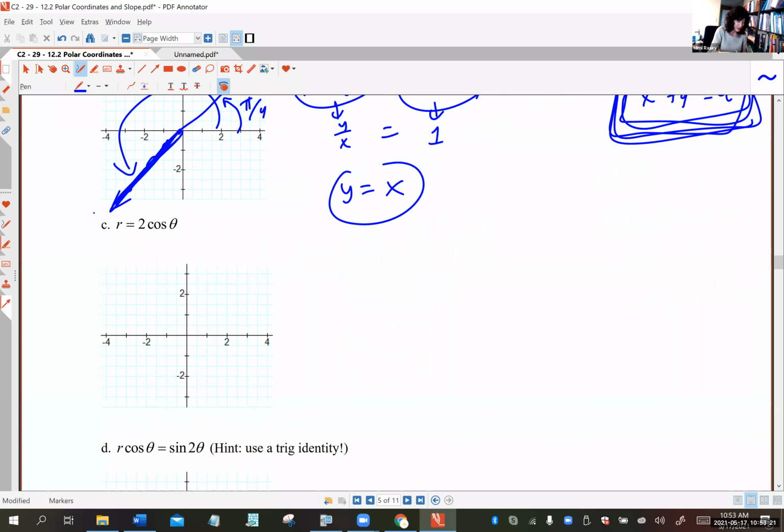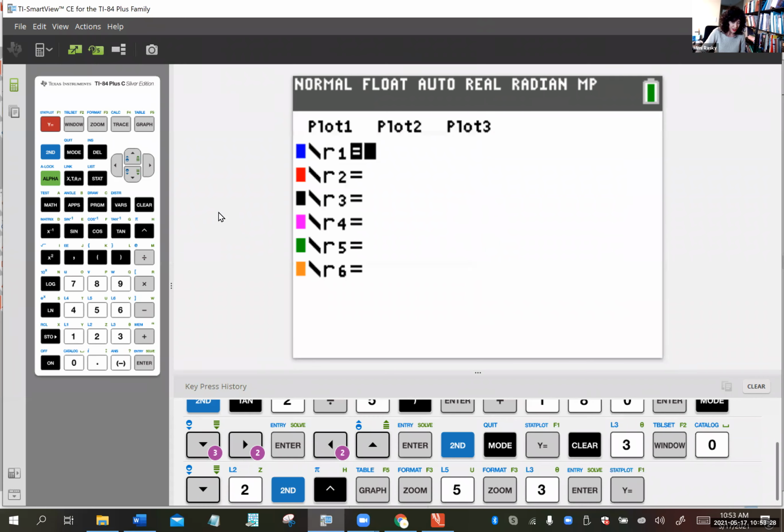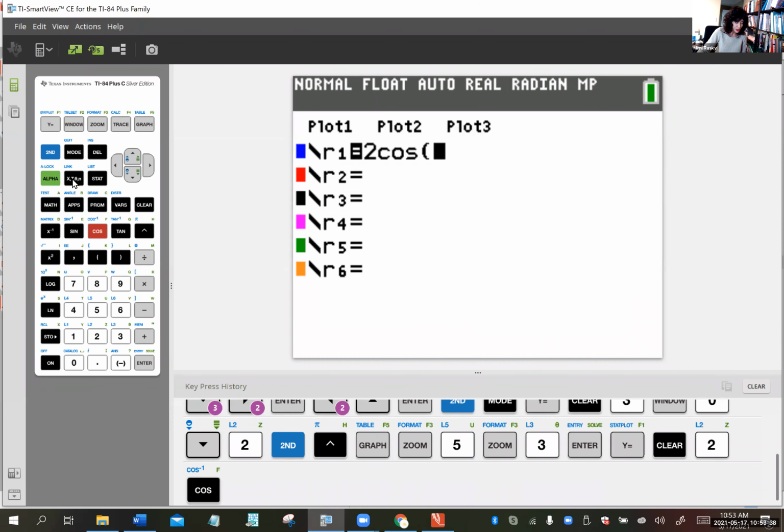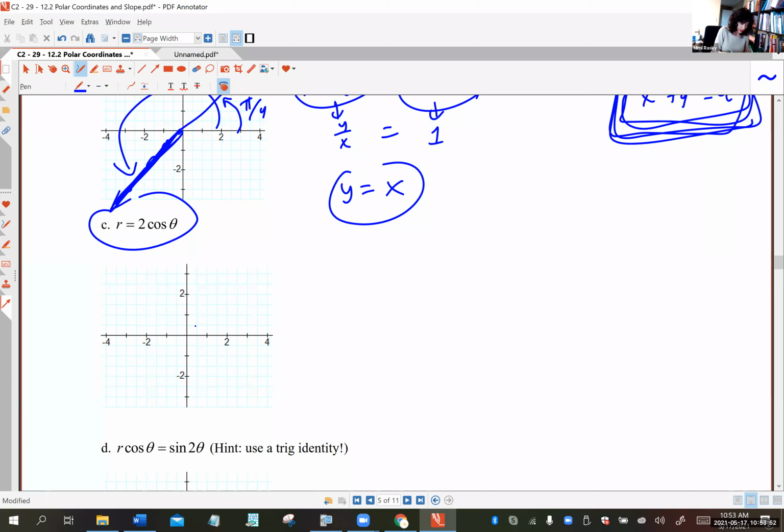Okay, let's do this one because it's kind of fun. You can use your graphing calculator now because it is written as a function of theta. So go to y of theta, hit your clear key, and then type in 2 cos theta. Make sure you are in radians mode, otherwise it won't work. And it's a little itty bitty circle that's not centered at the origin. There it is. Kind of cute.